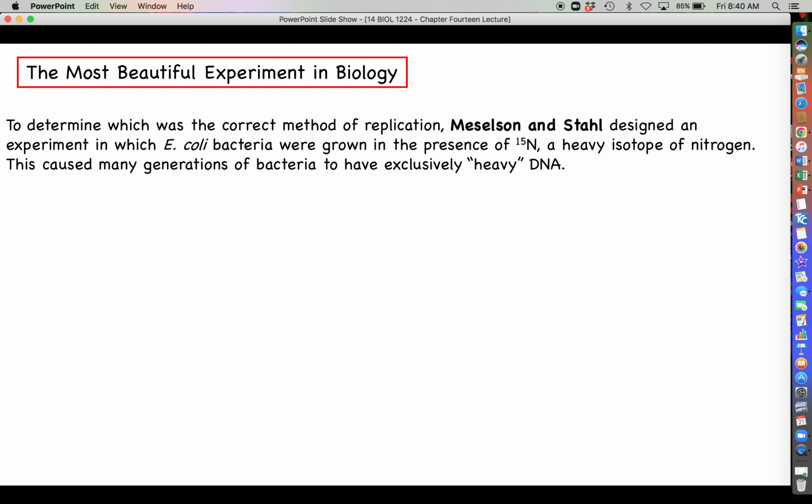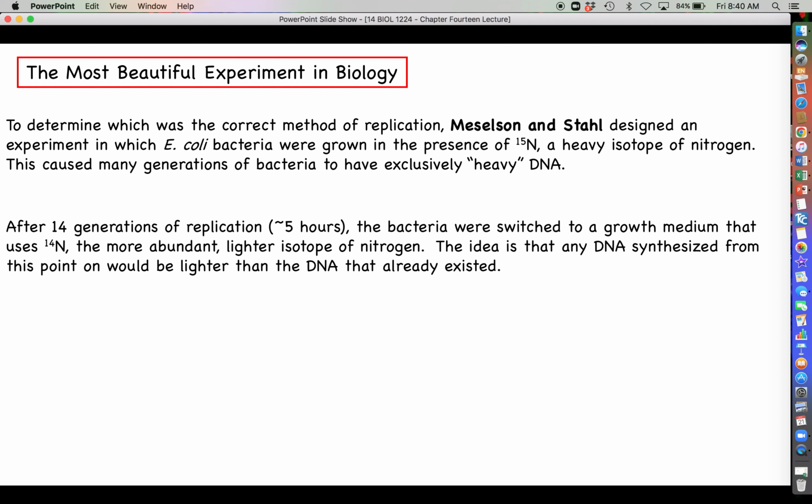coli, a type of bacteria, in a growth medium that has the heavy isotope for nitrogen, which is nitrogen-15. And since we know nucleotides and nucleic acids contain nitrogen, the idea here is that if you grow the bacteria for many, many generations in this growth medium, for which the only source of nitrogen is heavy nitrogen-15, then after many generations, 100% of the DNA in these bacteria should be heavy in nature. So then, after about 14 generations of replication, if each generation lasts about 20 minutes, then that would be a little less than 5 hours.